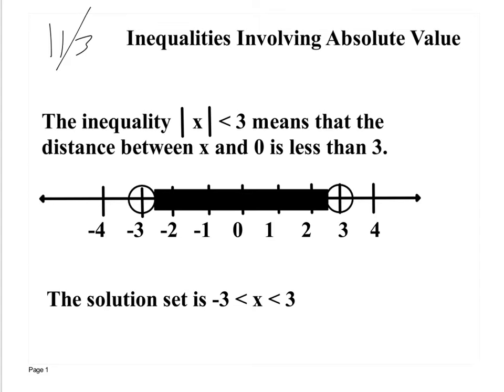2 is less than 3. So the inequality of the absolute value of x is less than 3 means that x just cannot be more than 3 on either side of 0. The solution set, which we would write as negative 3 is less than x, which is less than 3. So it's everything in between there, which is a compound inequality that we saw yesterday.